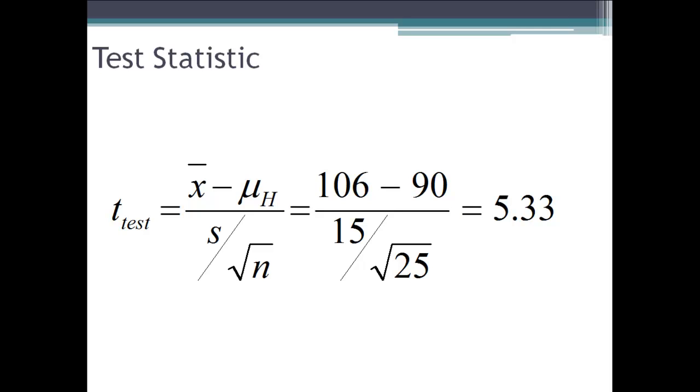Therefore, we can already, I think, conclude that our population mean really is greater than 90. But we'll go through all of the steps here.